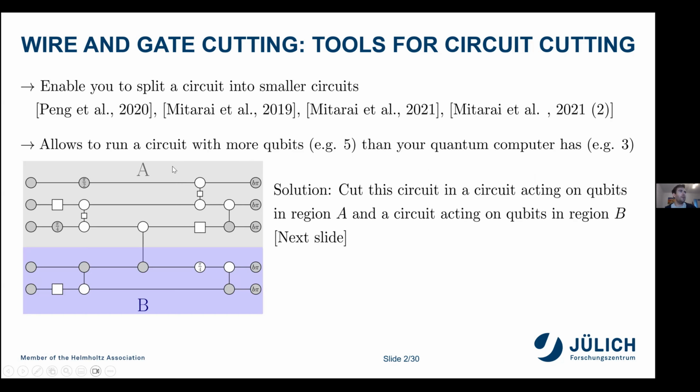That is one circuit that only acts on the qubits in region A, and one circuit that only acts on the qubits in region B. And then you can run these two circuits on your 3-qubit quantum computer and effectively run this 5-qubit circuit. On the next slide, I show more explicitly how to do this. At this point, I also want to say that these techniques come with a limitation: usually you can only use them when you're interested in an expectation value on the output state here.